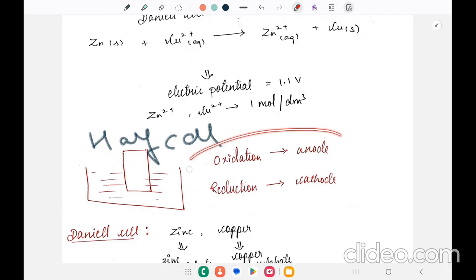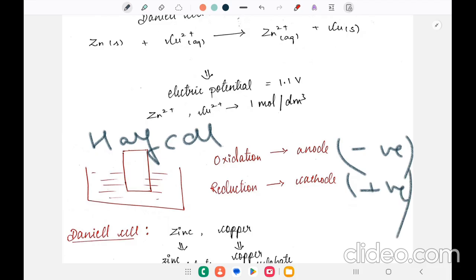Oxidation occurs at the anode, that is, it is the source of negative electrons, while reduction occurs at the cathode, which is the receiver and becomes positive. So you have to always remember, oxidation occurs at the anode and reduction occurs at the cathode. These processes of oxidation and reduction result in the formation of a potential difference between the two half cells and hence generate electricity.